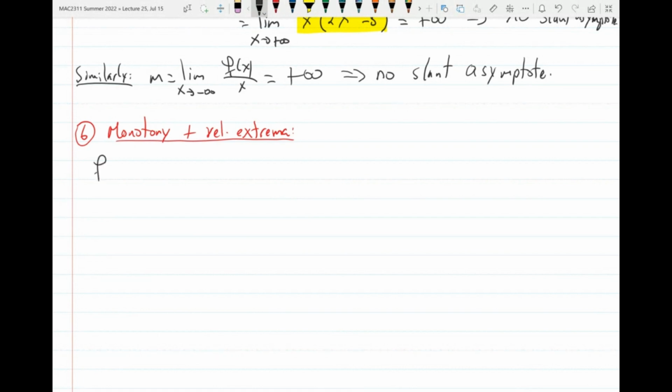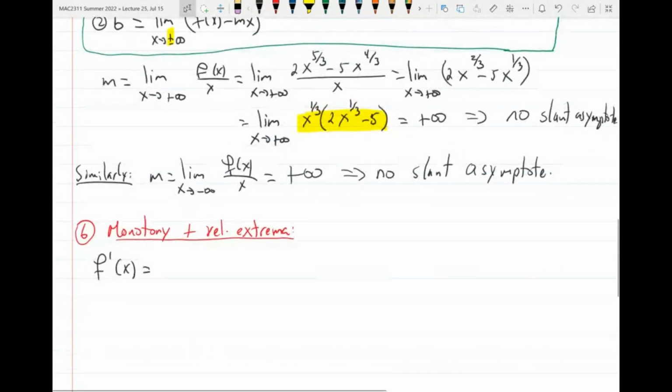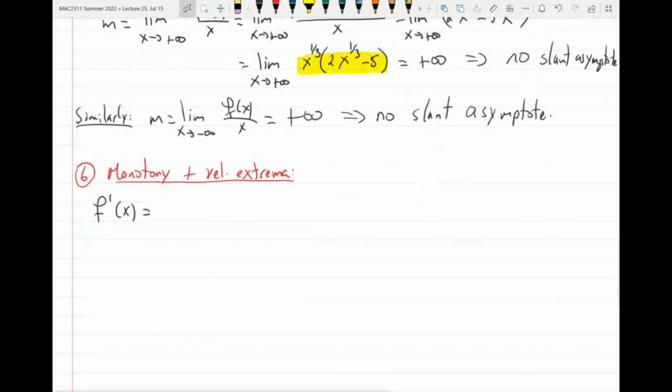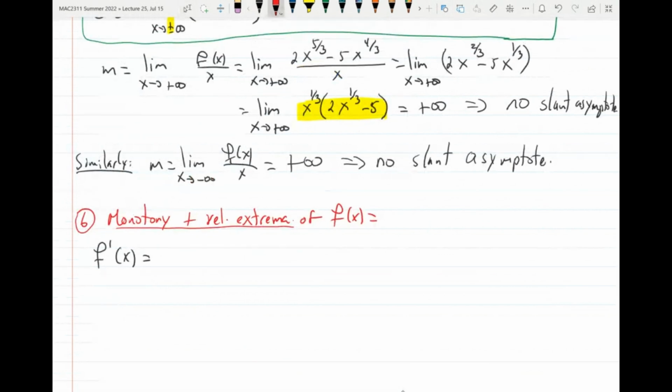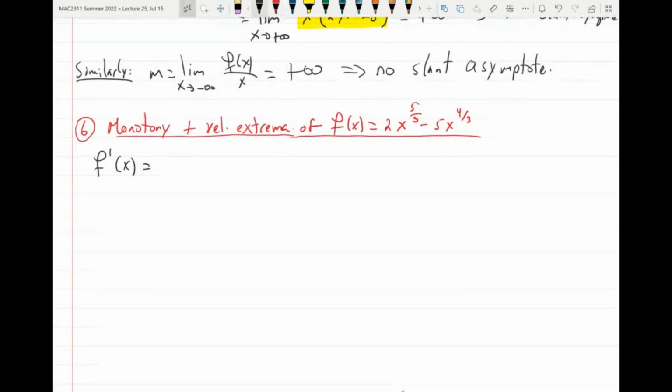All right. So for this, we need to look at the derivative of f. The thing is that you need to have the function in mind. So let me say relative extrema of the function f of x, which is 2x to the 5/3 minus 5x to the 4/3. Notice that I'm putting this in the title because I don't want this to be mixed with my computations.